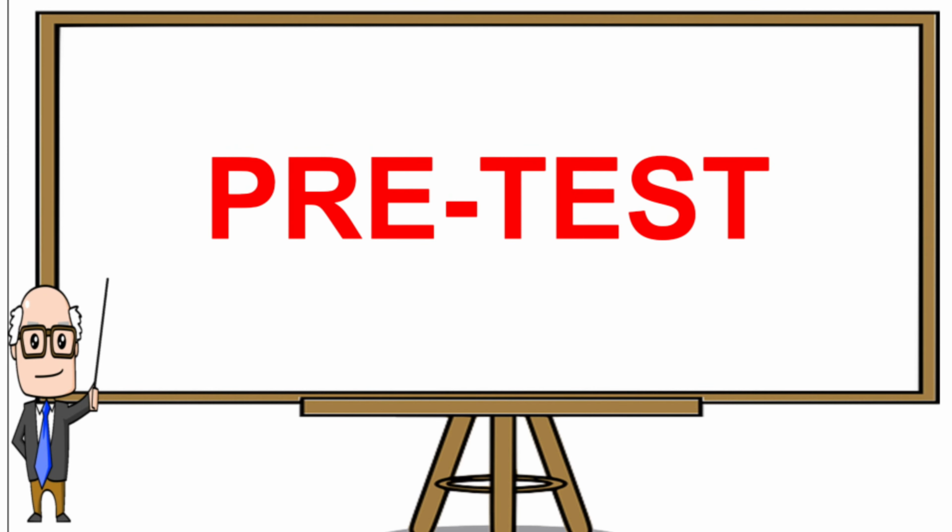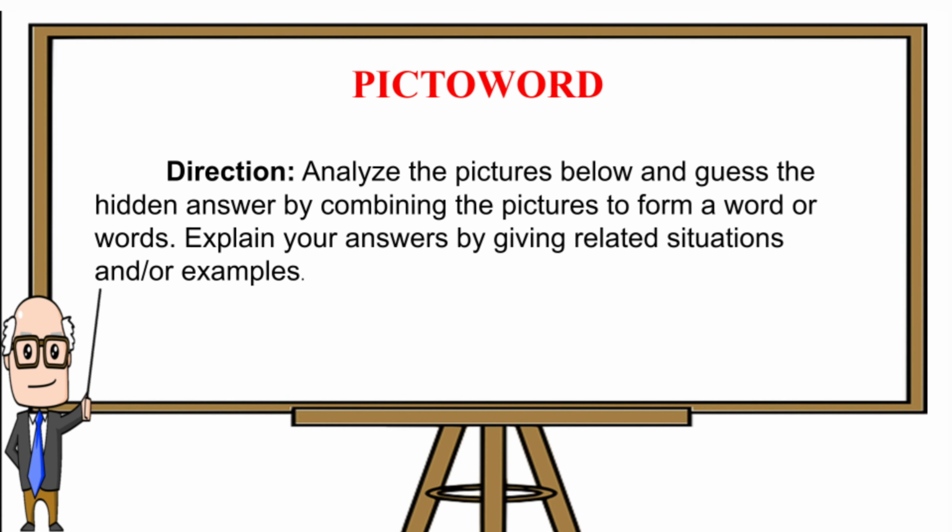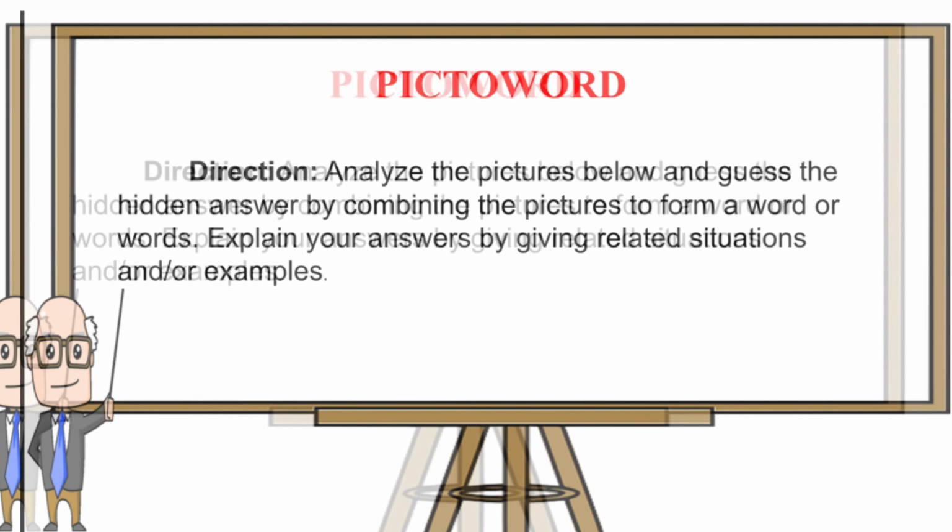Before we begin, let's have some pretest. Pick the word. Analyze the pictures below and guess the hidden answer by combining the pictures to form a word or words. Explain your answers by giving related situations and/or examples.